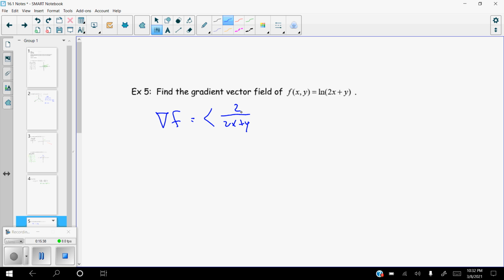So we get 2 over 2x plus y, comma, and then it's going to have the same denominator for the y part, because it's going to be 1 over 2x plus y times the derivative of the inside by the chain rule for the y part, which is going to be 1. And that is your gradient vector. And then you simply draw a bunch of vectors based upon points for that slope. Again, I am not going to draw those out.